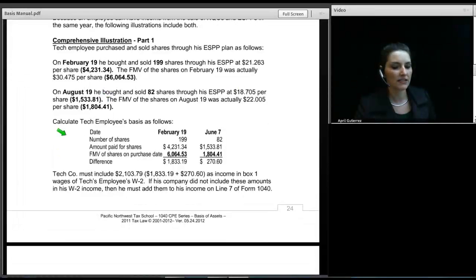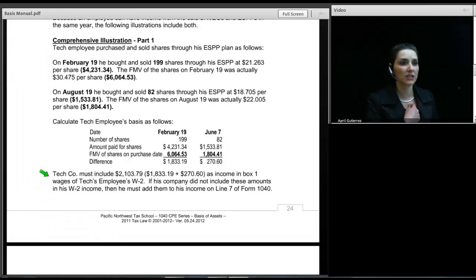So we're going to calculate his basis in his ESPPs as follows. We look at the number of shares, the amount paid for the shares, and the fair market value of the shares on the date of purchase. And we'll see that the difference is $1,833 for the first 199 shares and $270 for the second 82 shares. If we add those two amounts together, we get $2,103.79, and that is the amount that tech company must include as income in box 1 of his W-2.